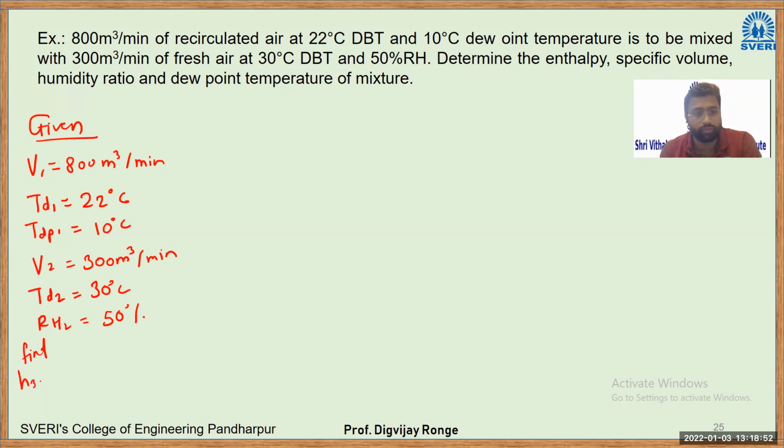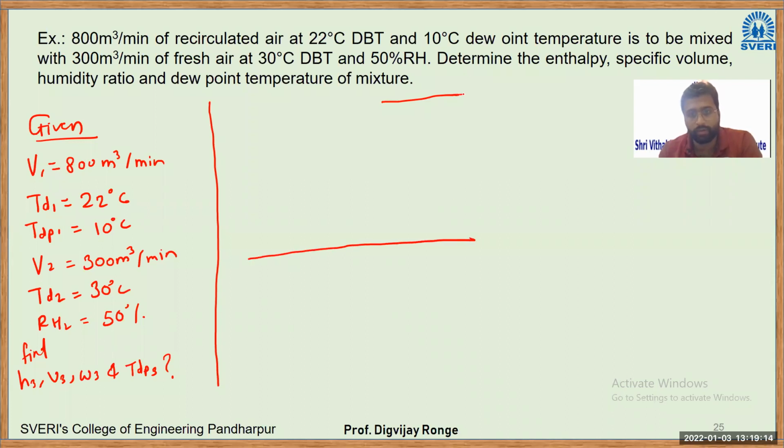That means we have to find out H3, V3, humidity ratio W3, and TDP3. Okay, this much we have to find out. Now the general diagram for adiabatic mixing I will just draw. Obviously there will be one abscissa which will have dry bulb temperature. We have an ordinate which has specific humidity. Then I will draw the 100% saturation curve. So this is the 100% RH curve.